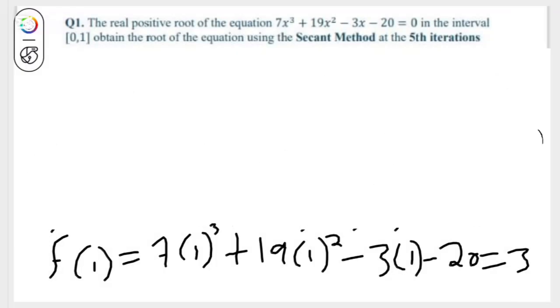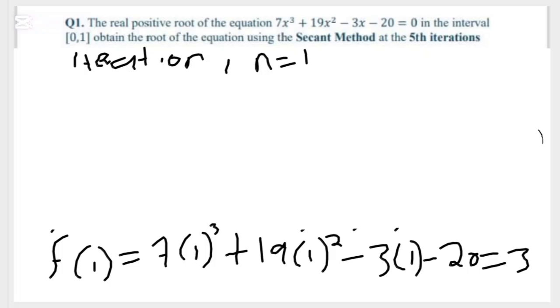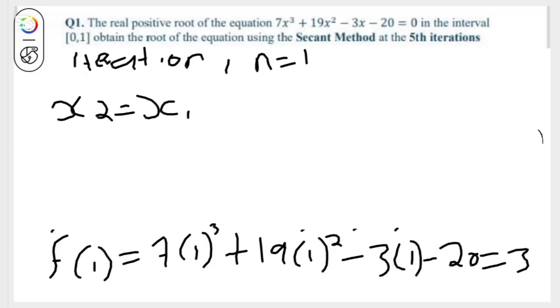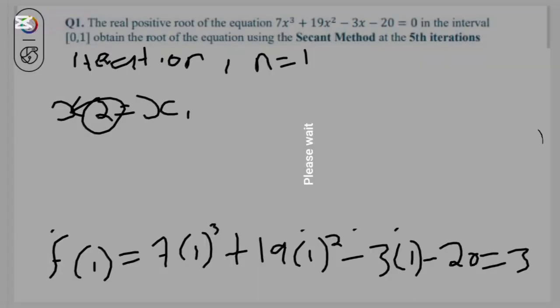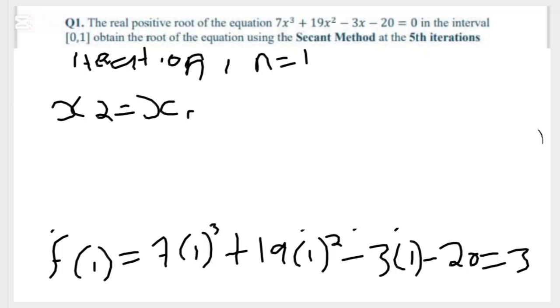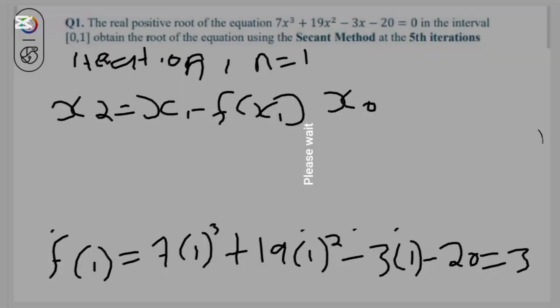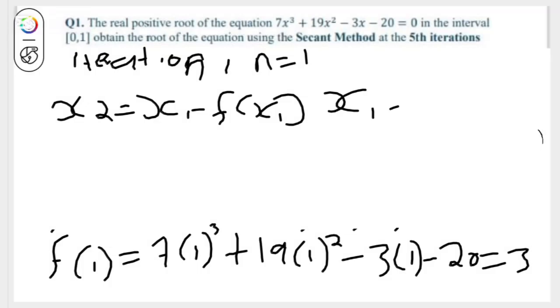The next thing that I'm going to do is first find the first iteration, at n equals 1. So I have to say x2 is the same thing as x1, because the formula says x of n plus 1. When n equals 1, this will become 2. According to the formula, this place is n, so I have to replace it with 1. So minus f of x1, multiplied by x1 minus x of 0.